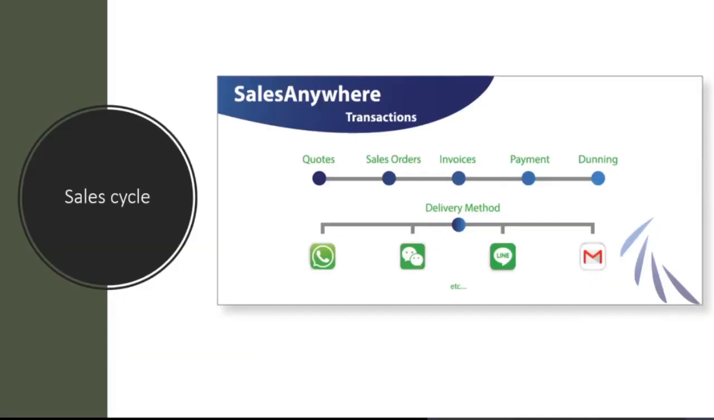Sales Anywhere covers the entire sales cycle within the Sage 300, from generating quotations to creating orders to invoicing, and also recording payments all the way to dunning. Dunning, which is chasing late payments from customers. If they are overdue invoices they have not paid, they can actually use the dunning function within Sales Anywhere as well. And all the documents, the transactions could be generated within the app and then sent right away to the customer through messaging apps like WhatsApp, WeChat, Line, email. So they can do it all on their phones.